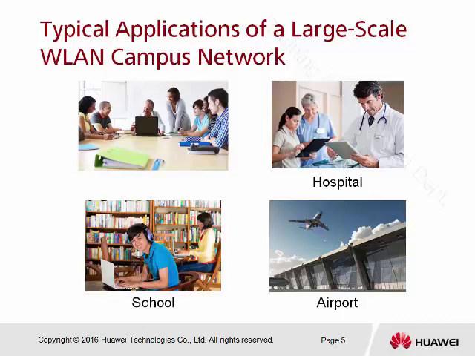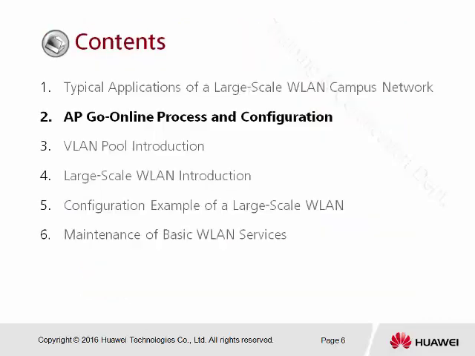Then it also includes the school. Okay, the library allows all the students to do research and search for the websites they want to browse. And lastly, also the airport. Okay, so the previous ones are all the typical applications used for the large-scale WLAN campus network. Now we'll move into the second content.